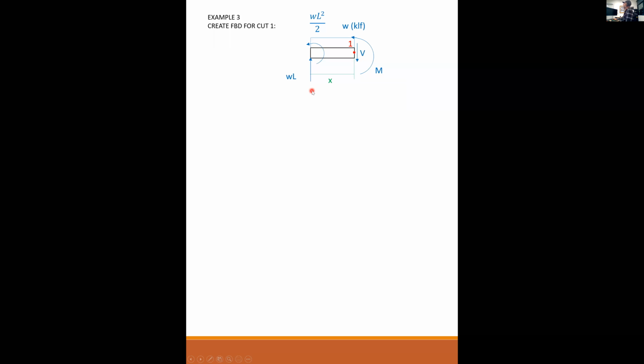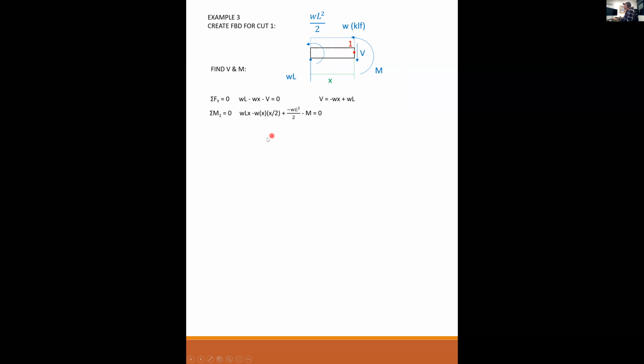And so we do a free body diagram of our cut point. We put on our reactions as we know them. We put on the load as applied, positive shear, positive moment, and we sum our forces. We get V is equal to minus WX plus WL.